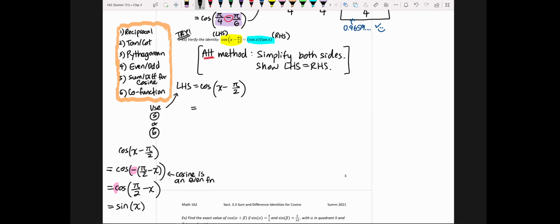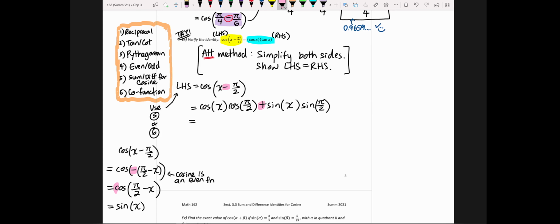But from your feedback in the chat, most students used identity group 5, which is the cosine jingle. When you have cosine of a sum or difference inside, we can expand. So it's cosine, cosine, sine, sine, and we put in first, second, first, second. Then it's cosine times cosine, change the sign, sine times sine.